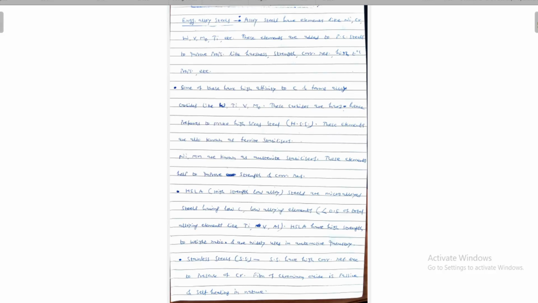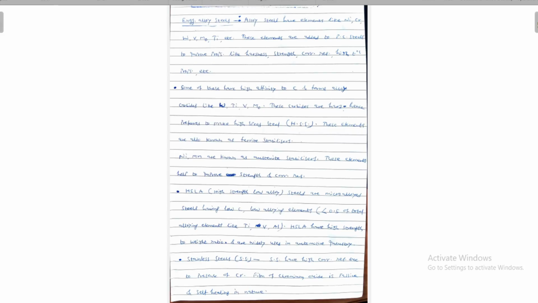If the percentage of total alloying elements added is less than 5%, these are known as low alloy steels. And if the percentage of alloying elements added exceeds 5%, these are known as high alloy steels. Stainless steel and high speed steel belong to the category of high alloy steel. High strength low alloy steel, which we are going to mention further, will belong to the category of low alloy steel.